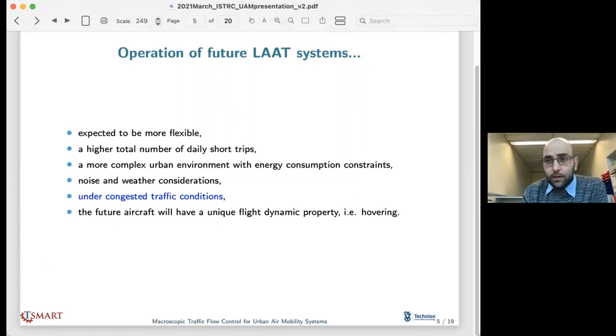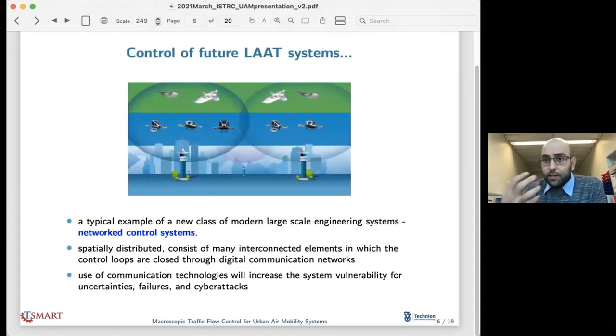The important thing that we need to deal with is also the hovering dynamics that might happen in drones when you are entering a parking spot, for example, or queuing to enter a parking spot. There are also other issues related to such LAT systems, because they are an example of a modern network control system. Once you model it as a network control system, you have typical issues to deal with, like vulnerability, uncertainty and failure in the communication, and cyber attacks. So when you deal with management in the future, you need to take this into account.